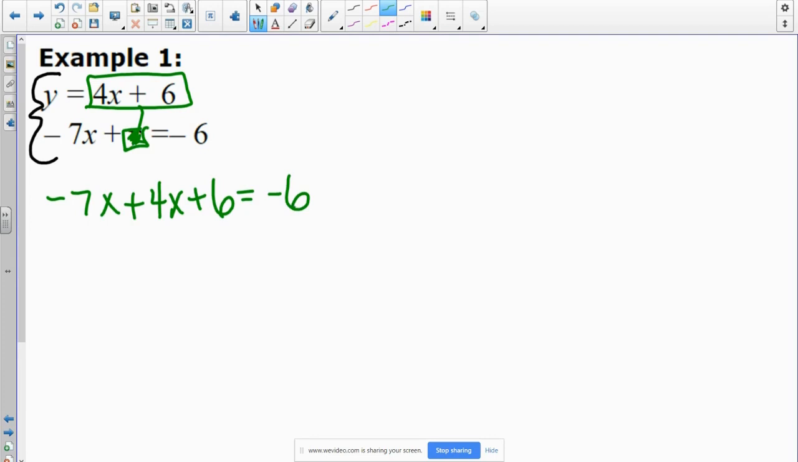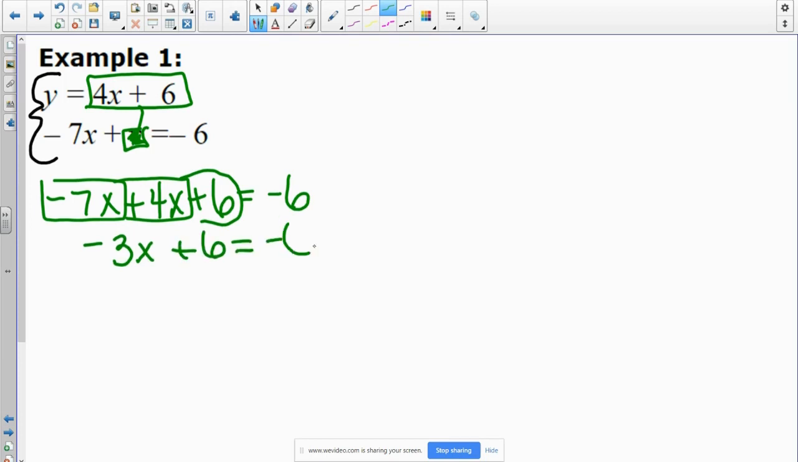The reason you substitute is that when you go to solve, you can only solve with one variable at a time. You can't really solve the top one or the bottom one because each has 2 unknowns. So we use the substitution method to take out that y so we can put that 4x plus 6 in there. Now if you look at it, we have all x's, and we can solve this problem like we normally would. I'm going to combine like terms. Negative 7x plus 4x is negative 3x, plus the 6 equals negative 6.